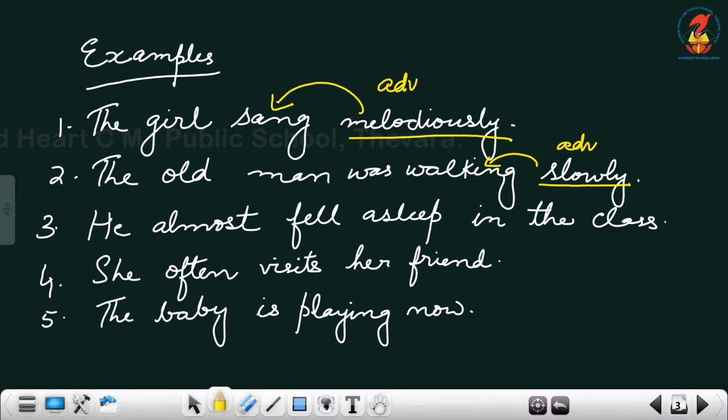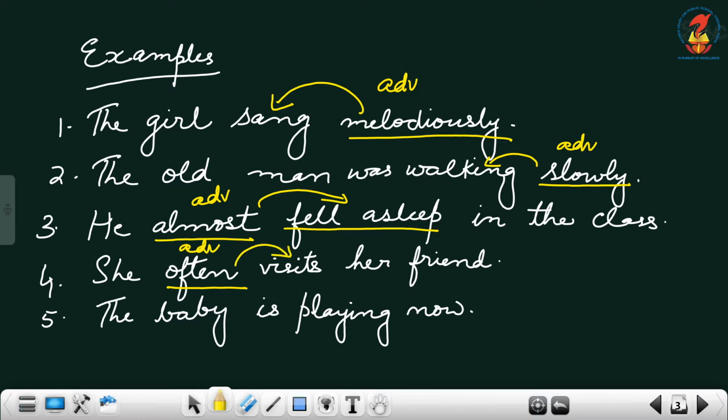He almost fell asleep in the class. So the words fell asleep are given, and almost is the adverb. Almost is adding meaning to fell asleep. She often visits her friend. This is the adverb and it is describing this verb visits. The baby is playing now. When is the baby playing? Now. So this is the adverb.